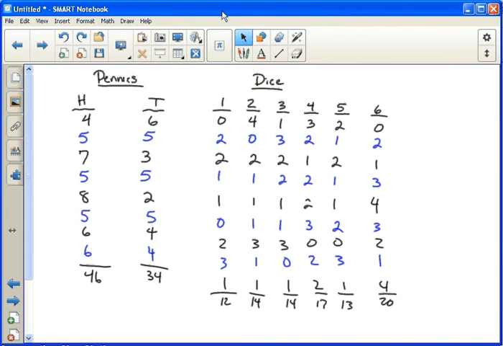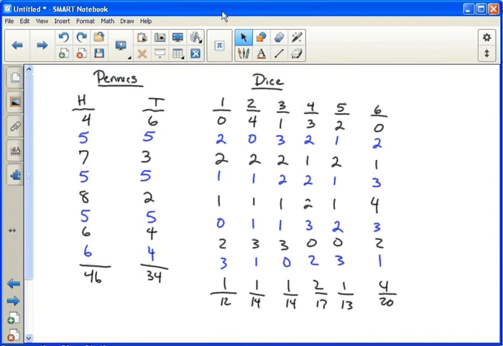This new unit is going to be on probability. So we're going to be talking about lots of different types of probability. Today, we started class by looking at what happens when we toss or flip pennies, and what happens when we roll a die.